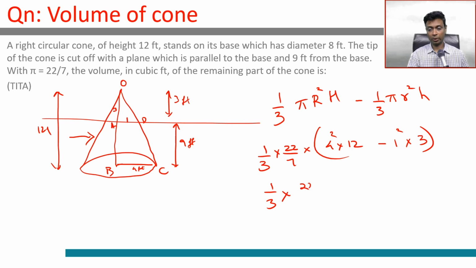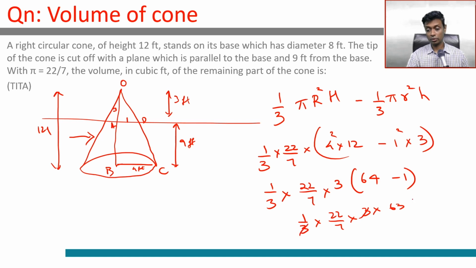1/3 into 22/7 into 3 into 64. 4 square into 4, I'm taking out a 3, minus 1. Or this is 1/3 into 22/7 into 3 into 63. This goes off. 63/7 is 9. We're looking at 22 into 9 equal to 198 cubic feet.